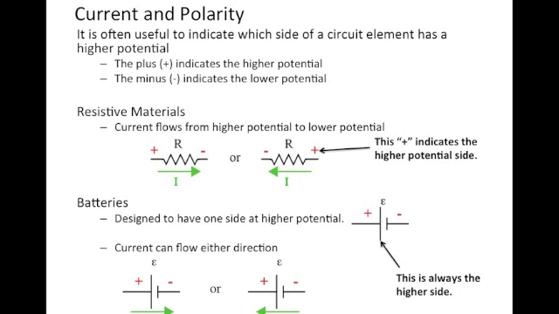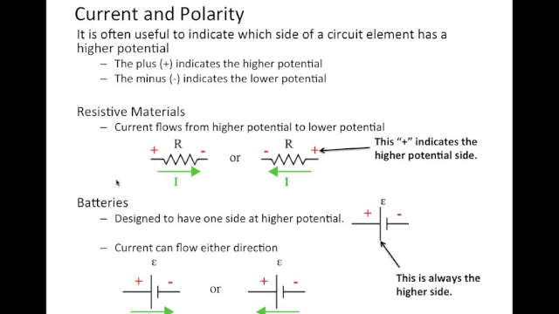So now let's talk about how this can help us with circuits and talk about current and polarity. Typically it's helpful to include which side of an element is at a higher potential than the other side. So we're talking about resistive materials. Current typically flows from higher potential to lower potential, and so we indicate the higher potential with a plus and the lower potential with a minus. So if the current is going from right to left in this resistor, then that means the potential on the right side is higher than the potential at the left side. If the current is going from left to right, then the potential on the left side is higher than the potential on the right side.